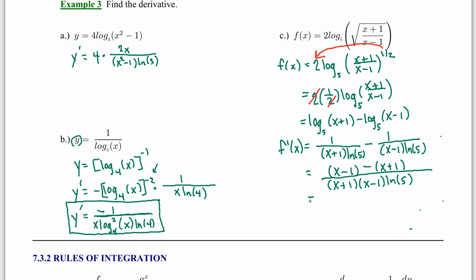Now, the parentheses on that second term are very important because as you can see here, we need to use our distributive property. And by the way, we're always going to keep our denominator factored. Makes it easier to analyze later on. So the two x's cancel and our derivative looks like negative 2 over x plus 1 times x minus 1 natural log of 5. And that's that.